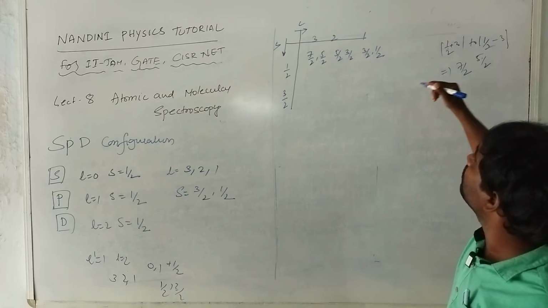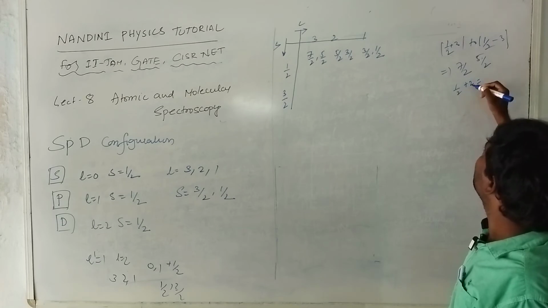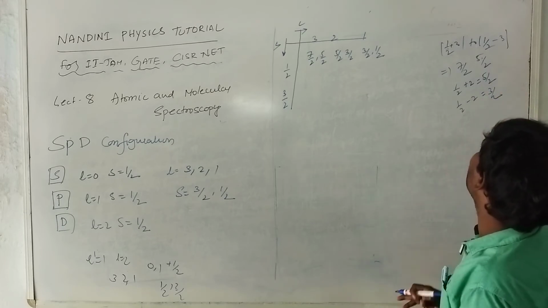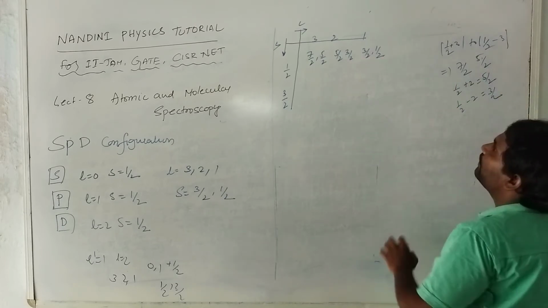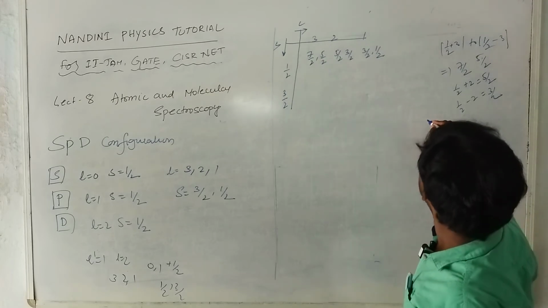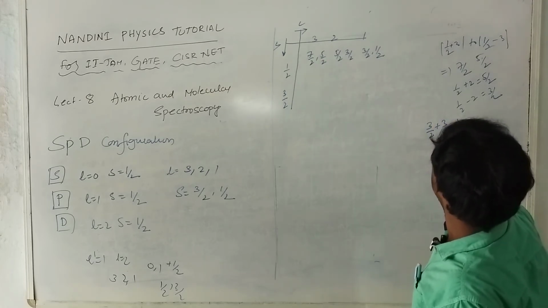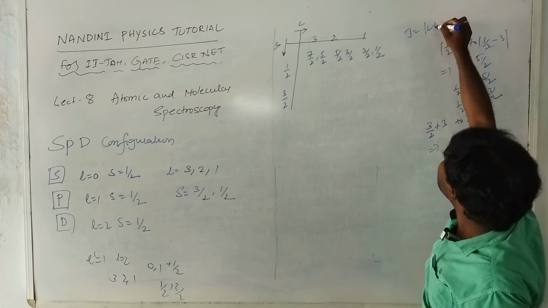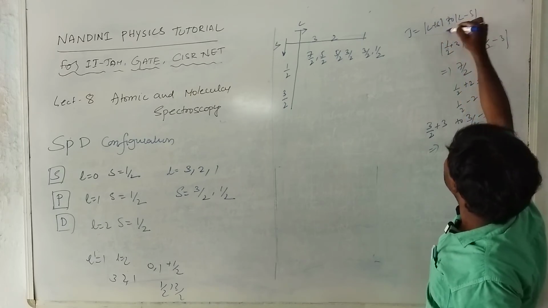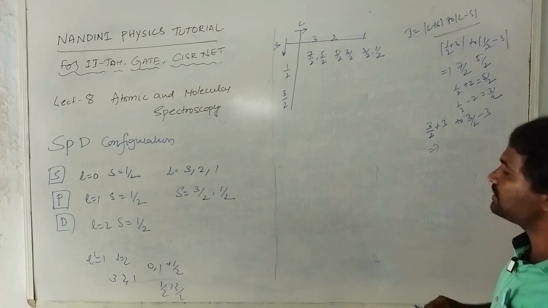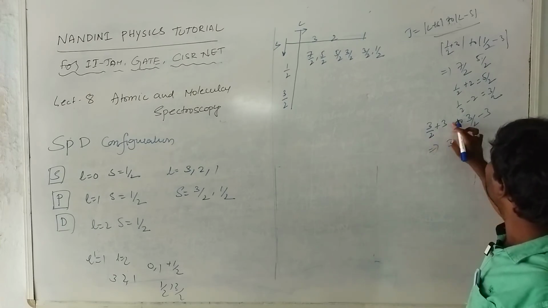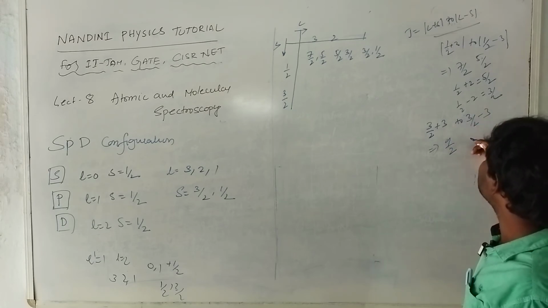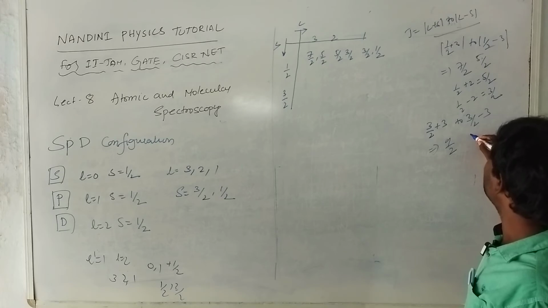If you do, no problem. So 1 by 2 plus 2 is 5 by 2, and 1 by 2 minus 2 is minus 3 by 2, so you will get two possibilities, 5 by 2 and 3 by 2. Similarly for the second case, 3 by 2 plus 3 to 3 by 2 minus 3. Because angular momentum J is equal to L plus S to L minus S only, using these possible values I can identify all these things. So 3 by 2 plus 3 is 9 by 2, and 3 by 2 minus 3 is how much?